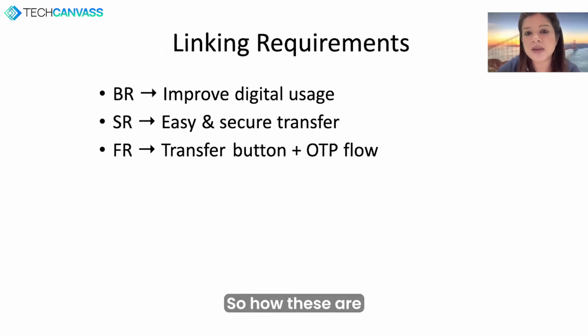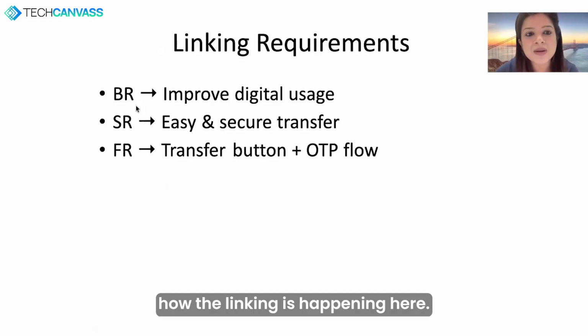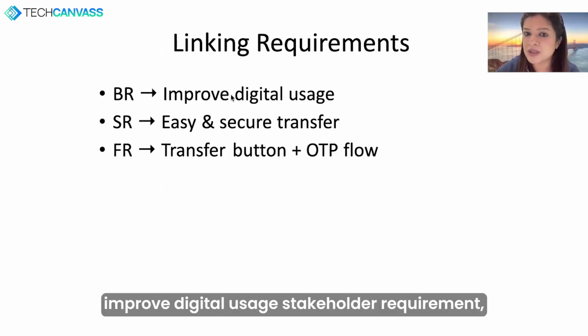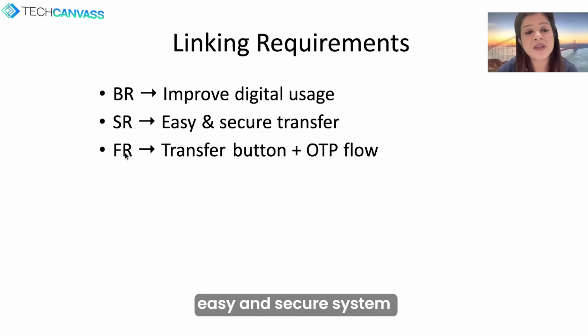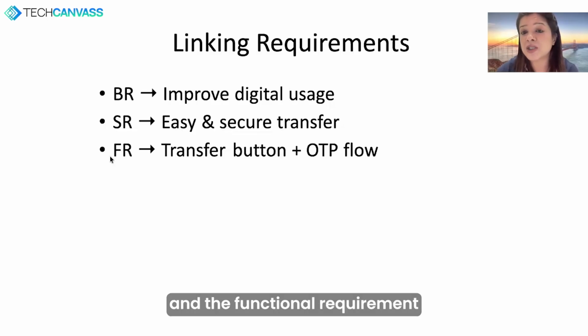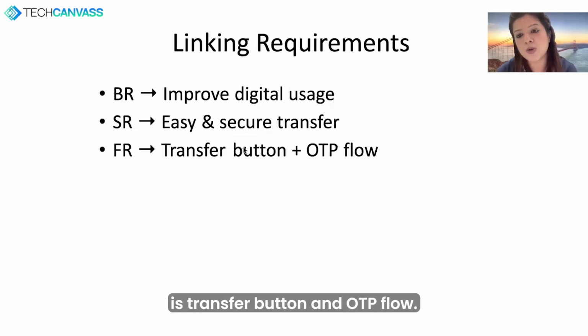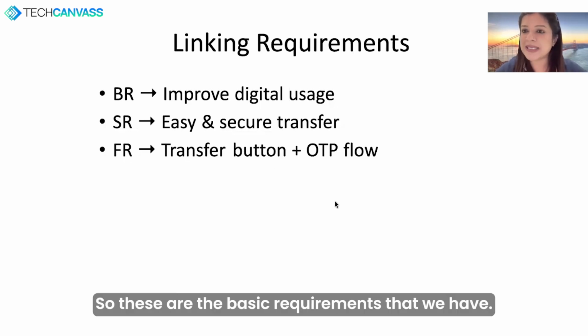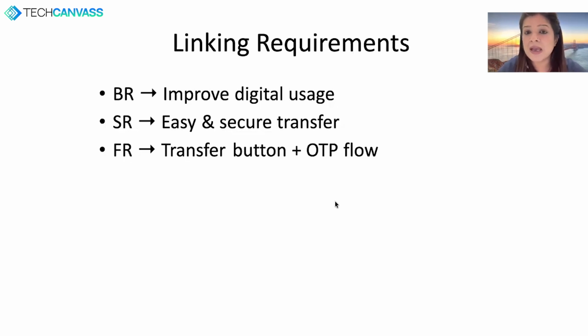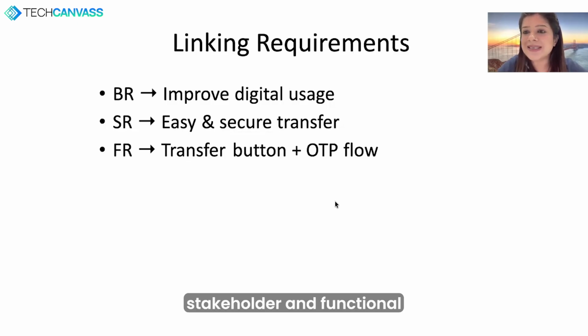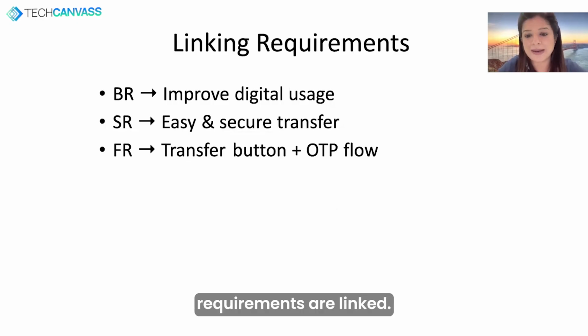Okay, so how is the linking happening here? The business requirement is to improve digital usage, the stakeholder requirement is an easy and secure fund transfer system, and the functional requirement is the transfer button and OTP flow. So these are the basic requirements that we have. This is how our basic business, stakeholder and functional requirements are linked.